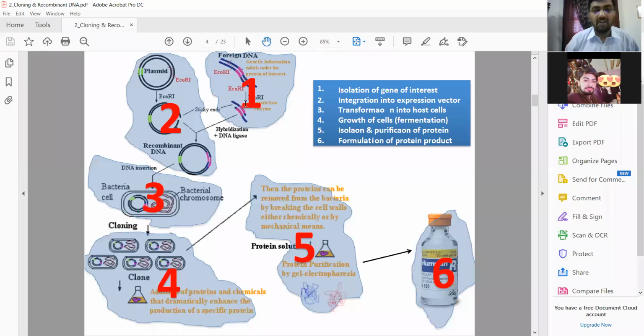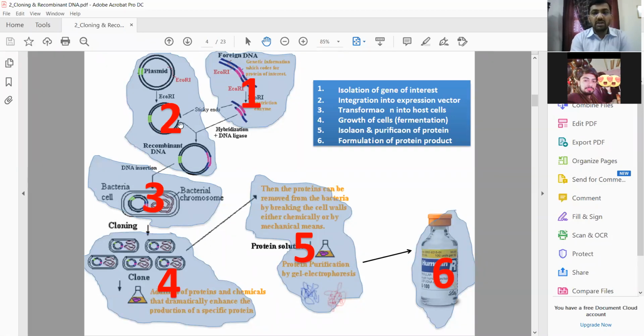When we amplify that with primers having the restriction enzyme sequences at the 5' end of those primers, we would amplify the whole of that gene in the first step. That is called the isolation of the gene of interest.